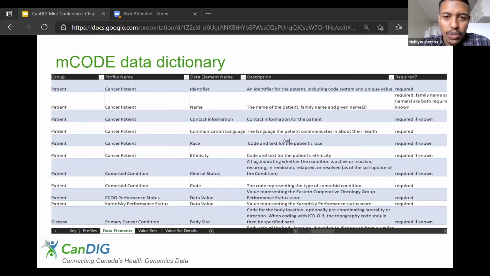So this is the mCODE data dictionary that defines what each data element in the data model is to represent. It also indicates must support and required if known elements. As we can see here, it has the profile section and also the groupings and finally the data elements. And each data element has a description. And this is important in order to do any mapping between two different data models.